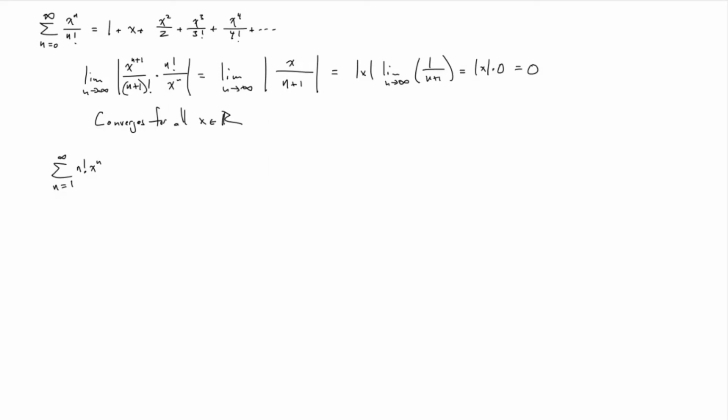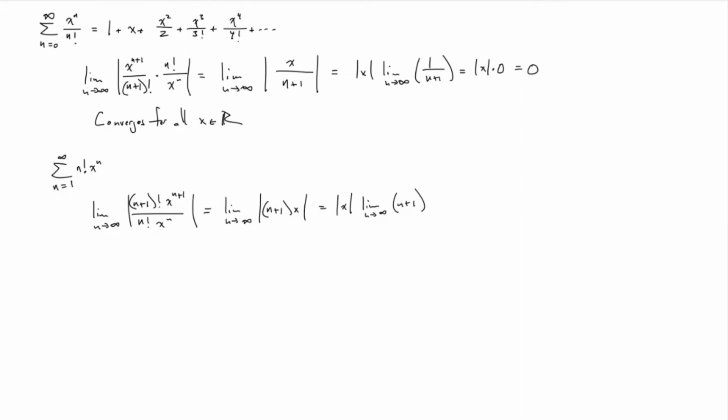Let's move on to a second example, the sum n equals 1 to infinity of n factorial times x to the n. And we'll once again apply the ratio test to determine where this series converges. It's the limit as n goes to infinity of the absolute value of the n plus 1th term divided by the nth term. And we get the same simplifications that we did in the previous problem. n plus 1 factorial is n plus 1 times n factorial, and so the n factorials cancel. And x to the n plus 1 is x to the n times x, so the x to the n's cancel, leaving us with this limit here.